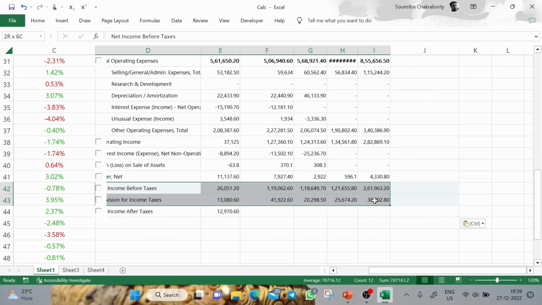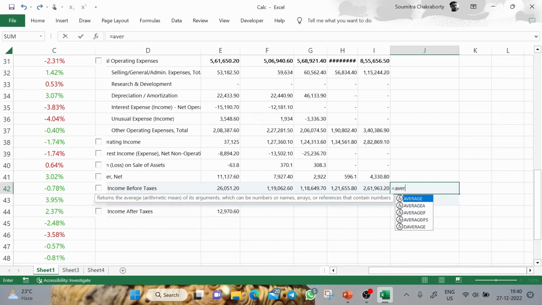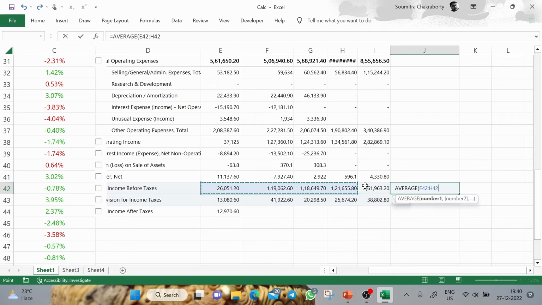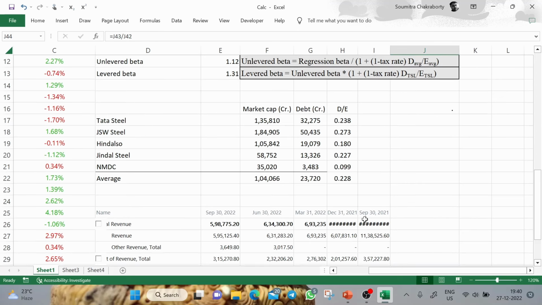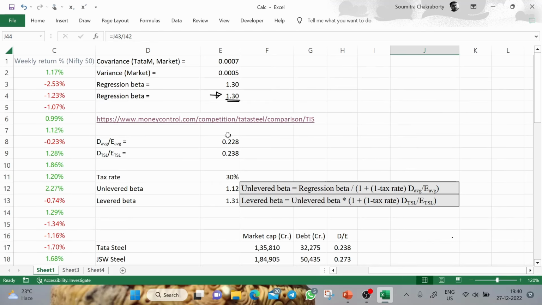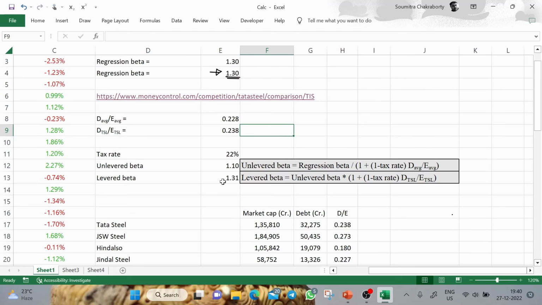These two rows I am interested in. I will first take the average of the net income before tax and the tax paid, and then I will take the ratio, this divided by this. So this is 0.2156559. That means, what is the tax rate? Tax rate is 21.59%. You can say 22%. So that gives you the levered beta equal to 1.31.